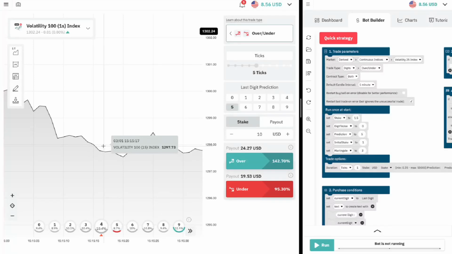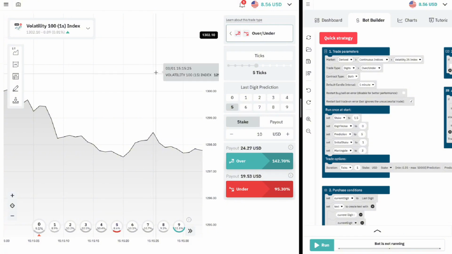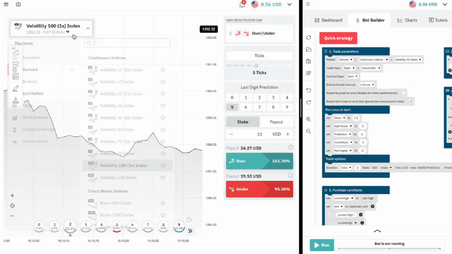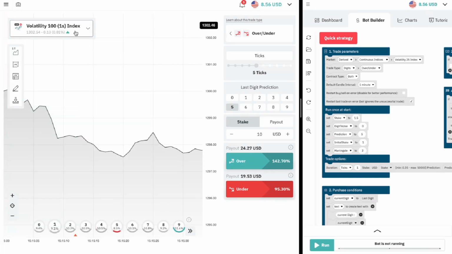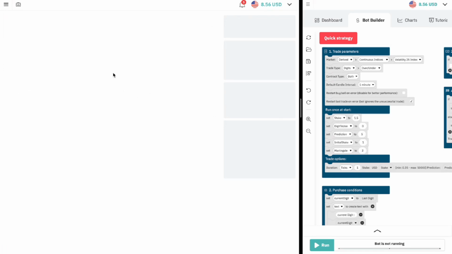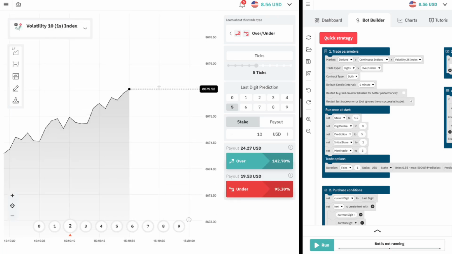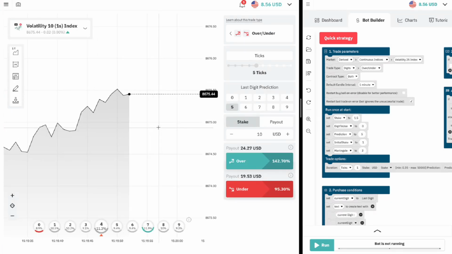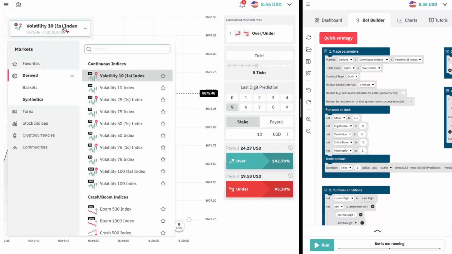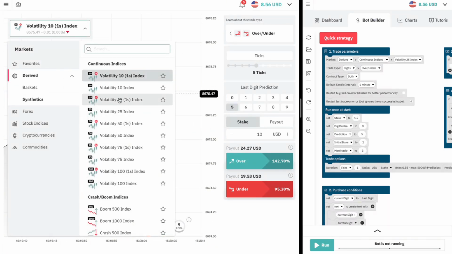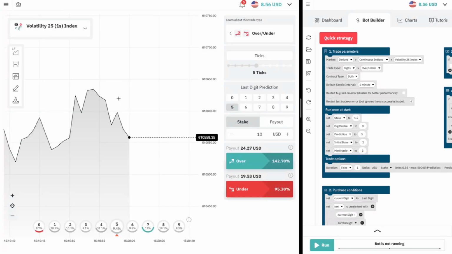So remember, what we are looking for is 1 to be the most appearing digit, and then anytime it touches 0, we trade over 5, or the bot trades over 5. So I'm just trying to find a market. You just click on this volatility 101s, then select your volatility. 0 is the least appearing, but I don't care if 0 is the most appearing or the least appearing. All I care about is 1 being the most appearing digit.